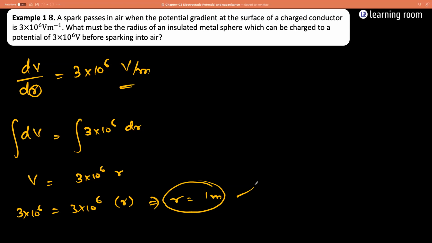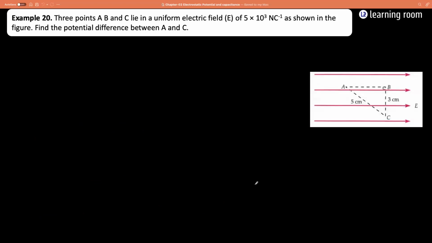Now, we'll do a problem based on work done. Okay, this is also an important problem. 3 points A, B, C lie in a uniform field of 5 into 10 power 3 Newton per coulomb. Find the potential difference between the points A and C.